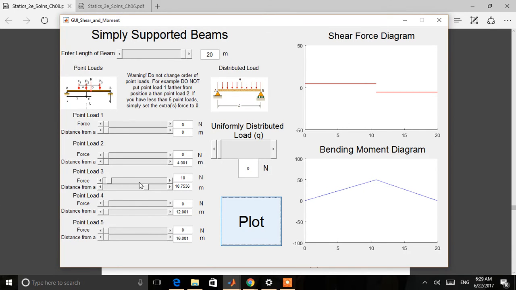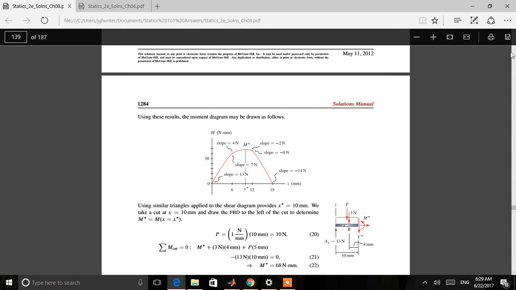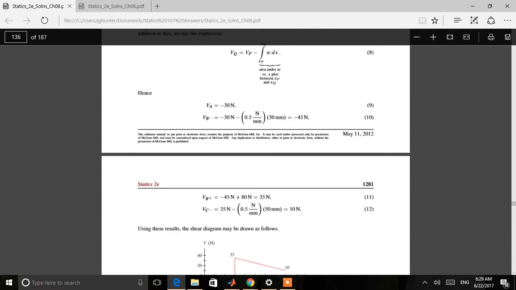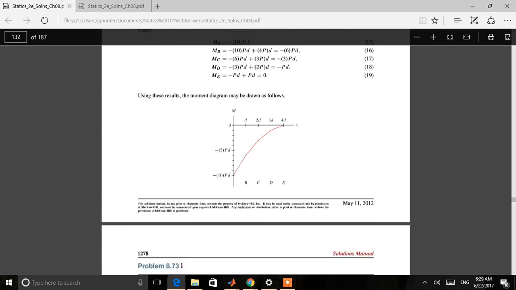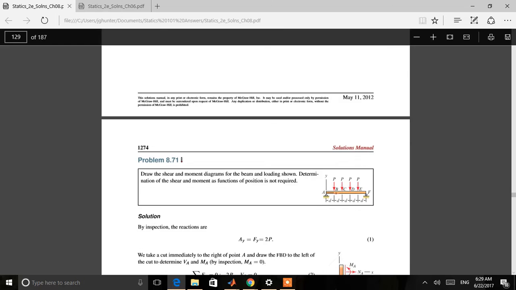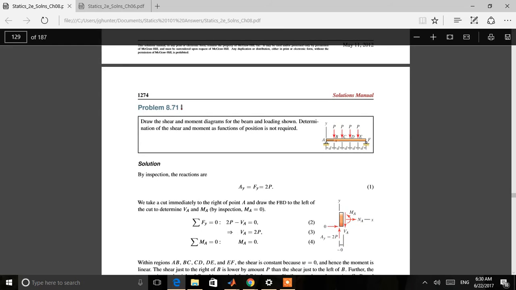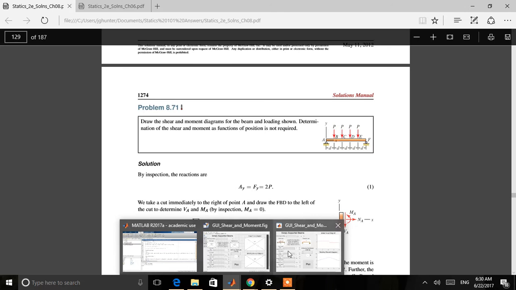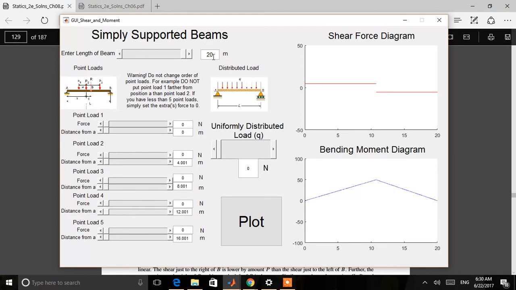Alright, so now let's take a look, I'll reset that, at another statics problem. So if we go back to the solutions manual, problem 71 has a great example of a simply supported beam. Here it is. It has 4 equal magnitude forces acting across a simply supported beam split into 5 segments. So let's replicate this on my simulator. So we come over here. We're going to make the length of the bar 15.